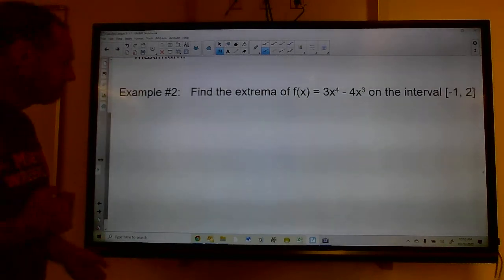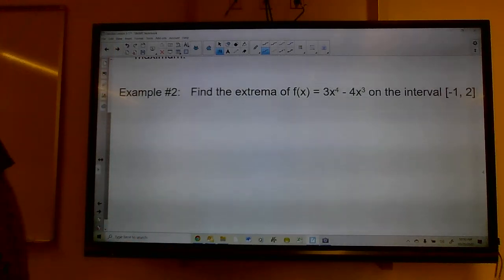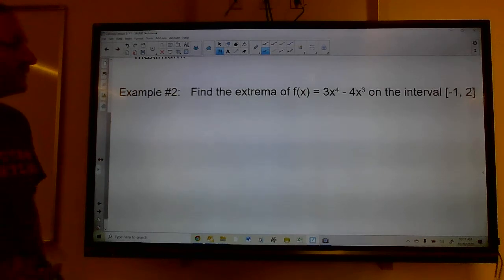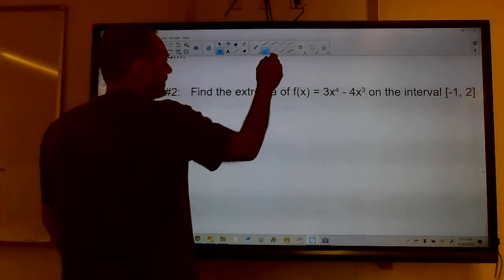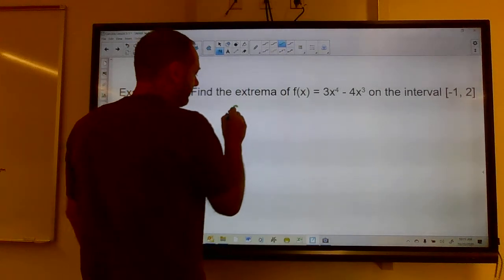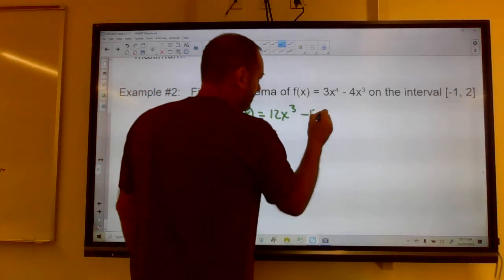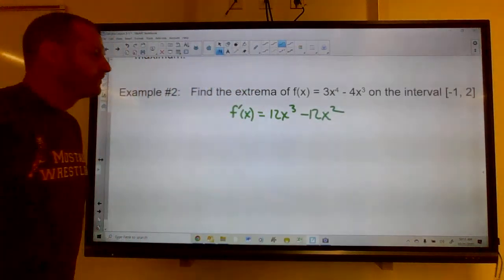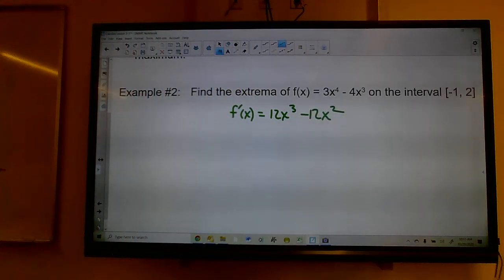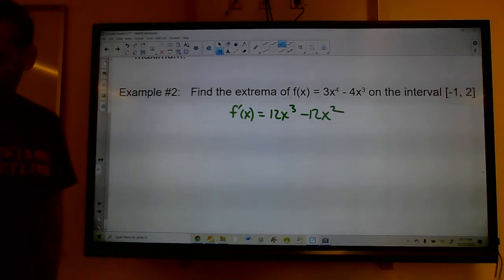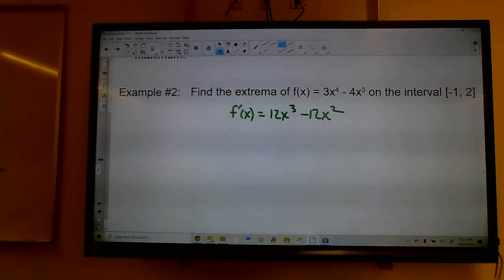So let's just find one for an example here. Find the extrema of f of x equals 3x to the fourth power minus 4x to the third power on the interval -1, 2. So what we're going to do is find the derivative. f prime of x is going to be 12x to the third power minus 12x to the second power. Okay, there's nowhere where this isn't defined because it's a polynomial.